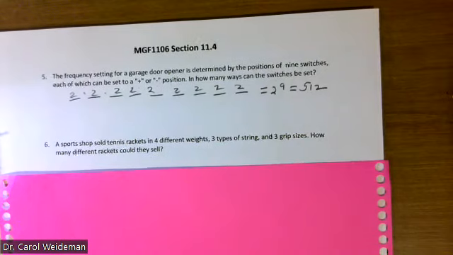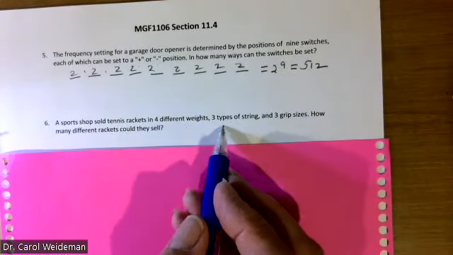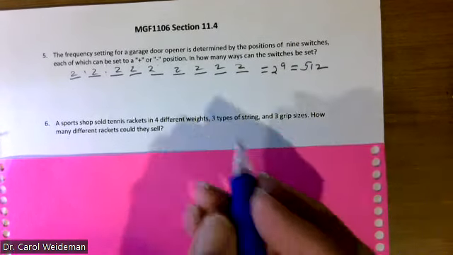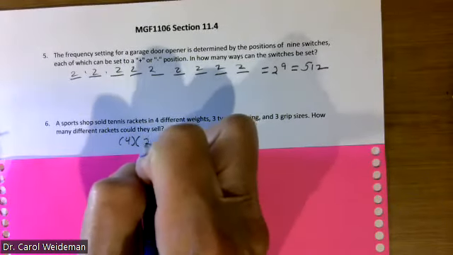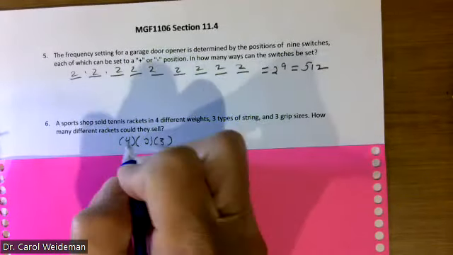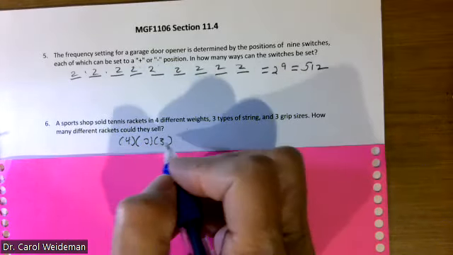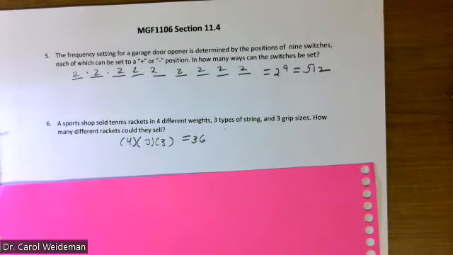And last one. A sports shop sold tennis rackets in 4 different weights, 3 different types of springs, and 3 different grip sizes. How many different rackets could they sell? Fundamental counting principle again. 4 times 3 times 3. 4 times 3 is 12, times 3, so 36. So 36 different rackets that they could sell.